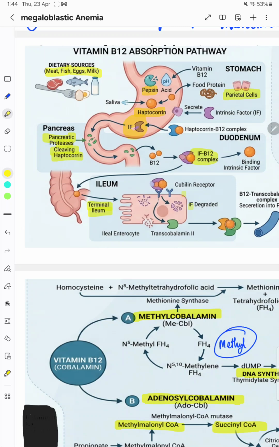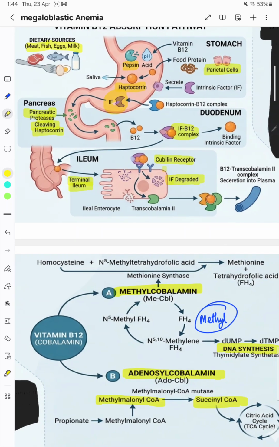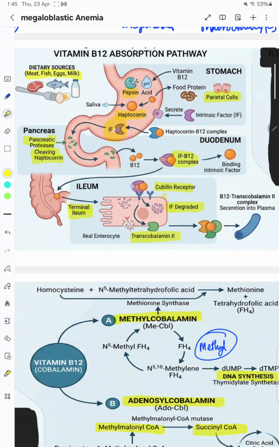Here this complex binds with the receptor on the enterocyte of the terminal ileum. This complex is engulfed by the process of endocytosis, and inside the enterocyte intrinsic factor is degraded and vitamin B12 is transported to the plasma with the help of transcobalamin 2. So this is the pathway of vitamin B12 absorption.